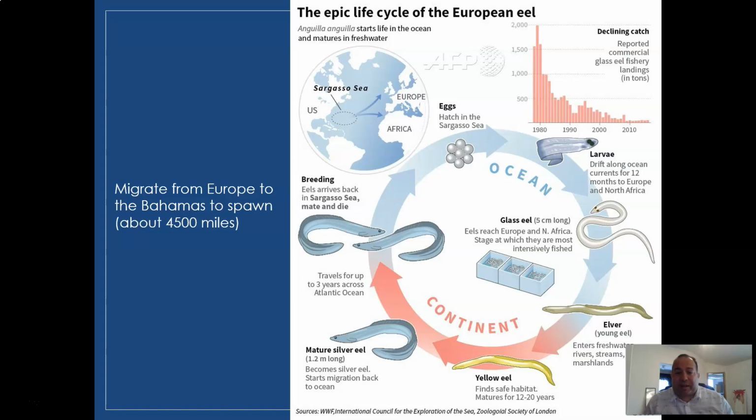They're going to start migrating all the way back to where they were born. Might take them 3 years to get across the Atlantic Ocean. They make it back to the Sargasso Sea, and then they mate and they die. And so in that trip, that's about a 4,500-mile trip, and they make that trip when they come back.